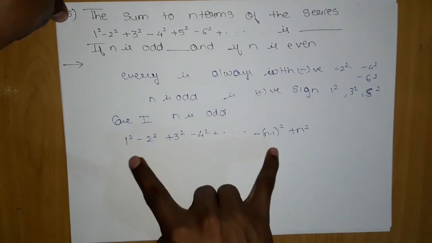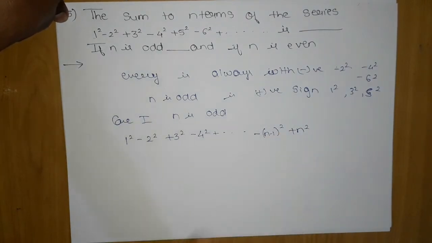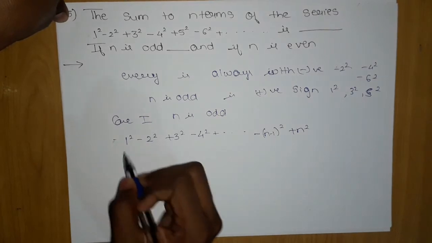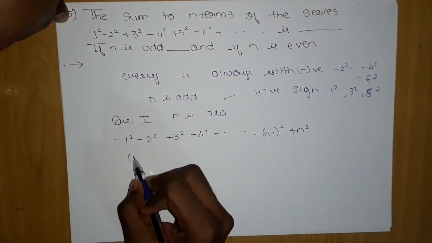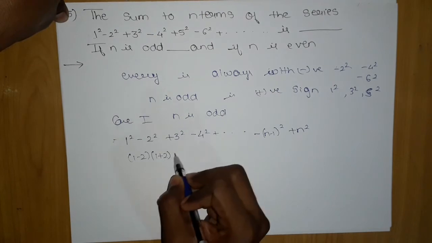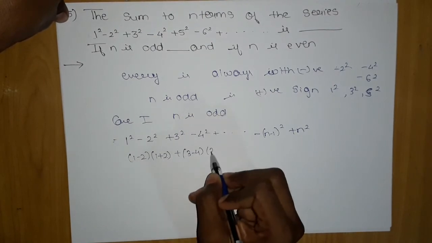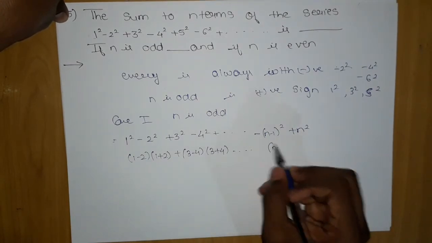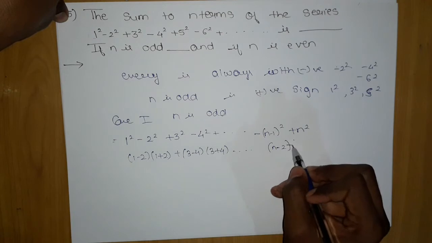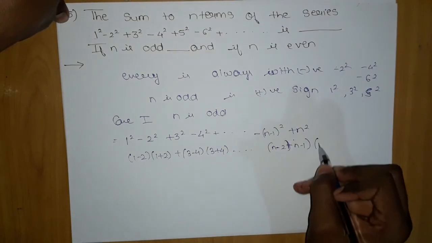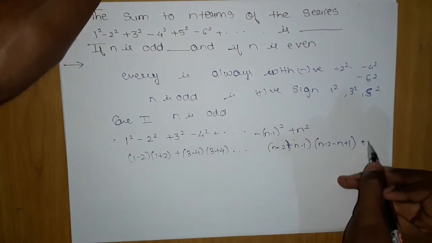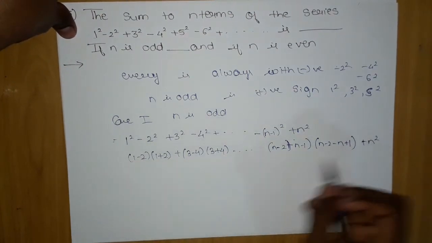We can get the sum of this very easily. If you observe clearly, it is forming a square minus b square: 1 minus 2 into 1 plus 2, then 3 minus 4 into 3 plus 4, and so on. This will form n minus 2 plus n minus 1 into n minus 2 minus n minus 1, till n square. Now you can see all these factors are becoming 1.